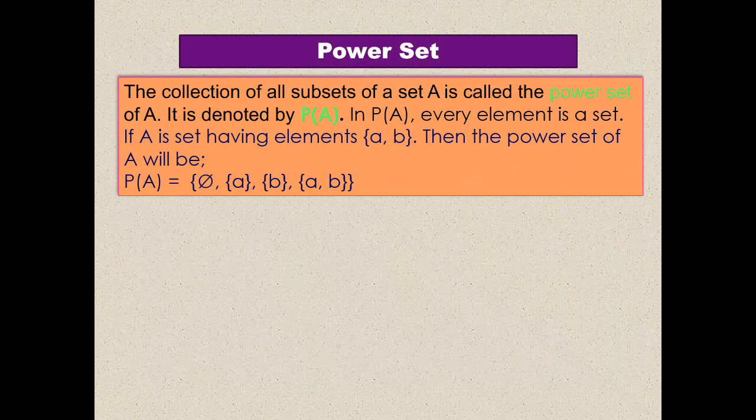Here we will talk about power set. Let's see the definition of power set. The collection of all subsets of a set A is called the power set of A. It is denoted by like this. In power set of A, every element is a set. If A is set having elements A and B, then the power set of A will be like this.